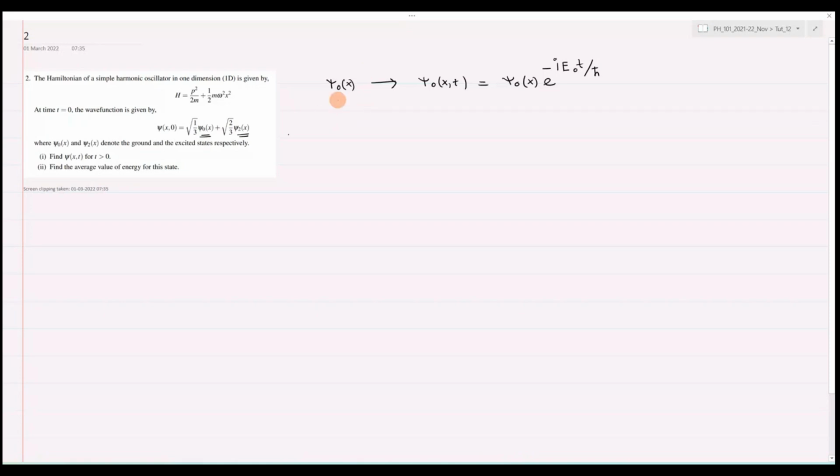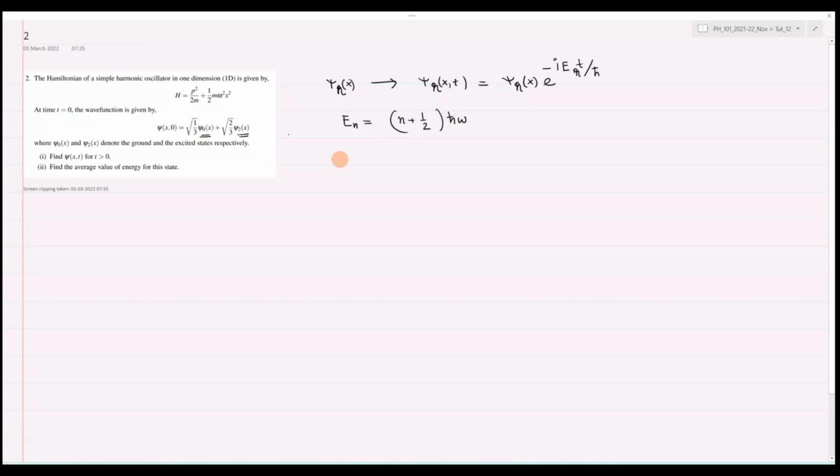So for any stationary state psi n x, psi n x t will become psi n x at t equal to 0 times e to the power minus i En t by h cross. Because this is a simple harmonic oscillator, you know what En is. What is En, by the way? n plus half h cross omega. Correct.